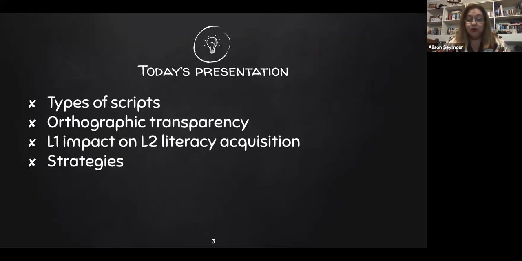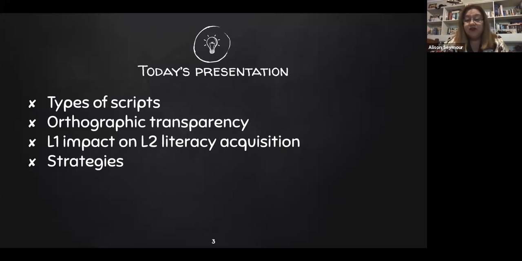So today's presentation is about alphabets and scripts, and how they lend themselves to a term called orthographic transparency, and I'll talk a bit more about that once we reach that point. Then, thinking about the transparency or otherwise of those scripts, how that impacts on students' acquisition of literacy in L2, which here means English, and then some strategies to assist students in developing their literacy.